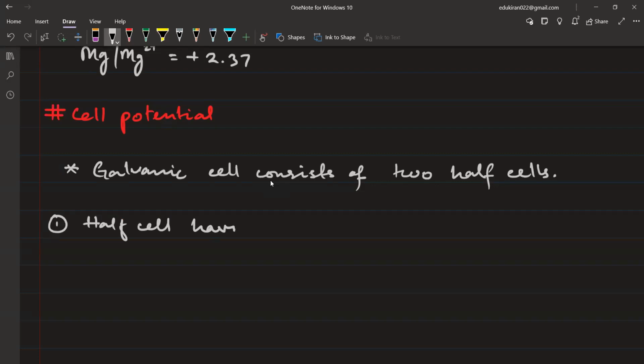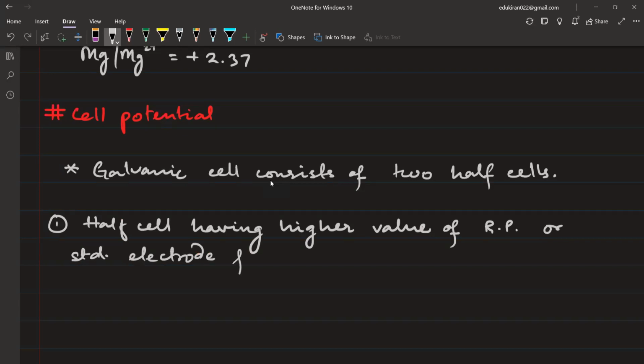Please write: the half cell having a higher value of reduction potential or standard electrode potential will act as cathode. So the one whose reduction potential is higher is going to act as cathode, because what reaction happens at cathode? Reduction happens at cathode. So this will be your cathode.